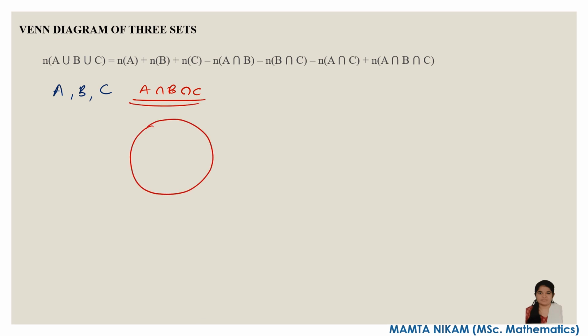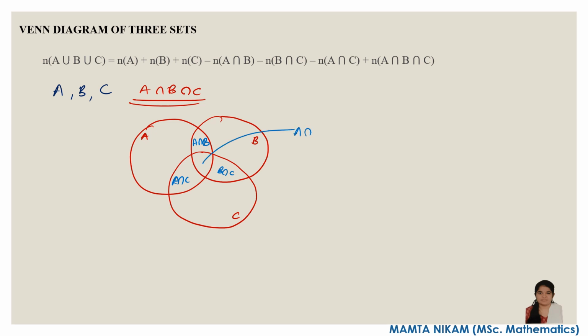Say this is your set A, say this is your set B, and this is your set C. So when we take A and B, it becomes A intersection B, B and C gives B intersection C, and this is A intersection C. And where all three intersect, that will be your A intersection B intersection C. Right, so when we have to represent it pictorially, we represent it in such a way within the universal set.